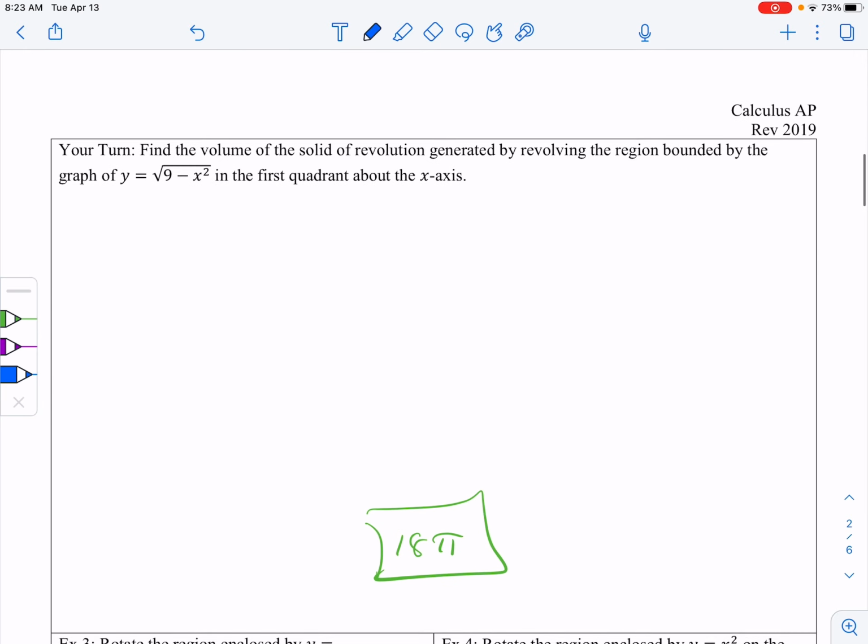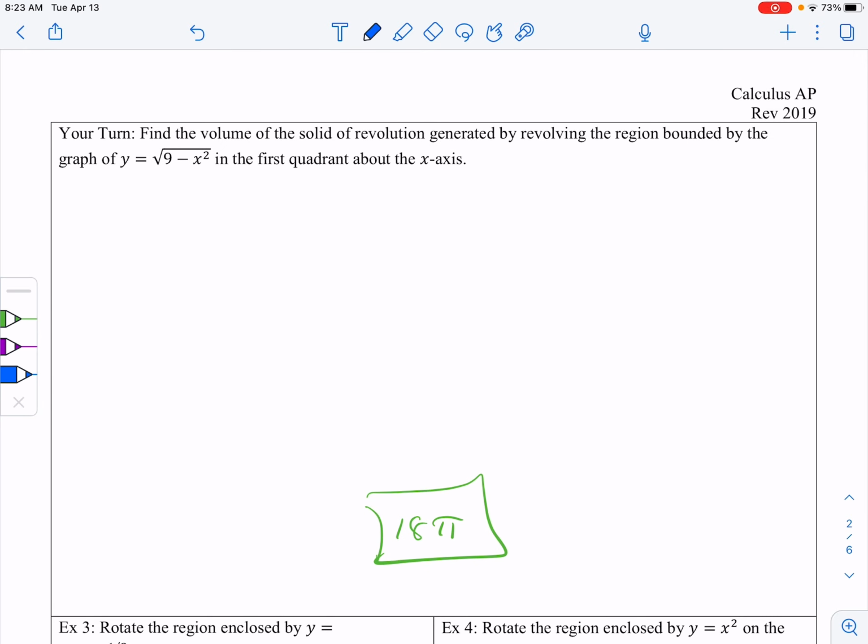Not bad. It says find the volume of the solid of revolution generated by revolving the region bounded by y equals the square root of 9 minus x squared in the first quadrant about the x-axis. Well, y equals the square root of 9 minus x squared is a half a circle. Yeah, it's like this. Your radius is 3. But they only want the first quadrant, so all I'm worried about is this.